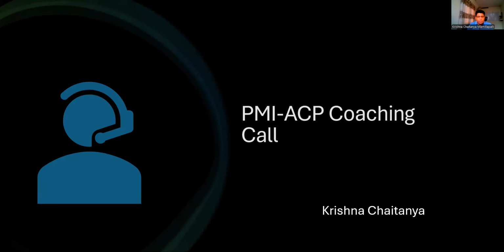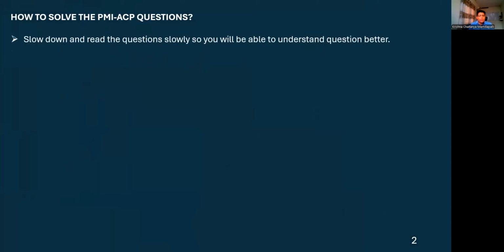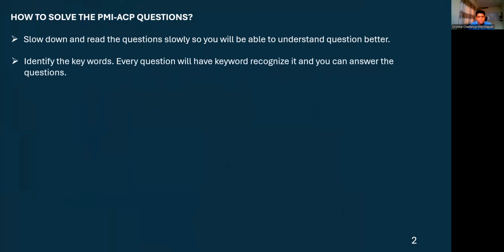Even before we get into the questions, first, let's understand what should be our approach to solve the questions in the examination. Firstly, slow down and read the questions slowly so you'll be able to understand them better. Every question will prompt some keywords which in turn will help you understand what could be the probable answer. In the examination, you'll have an option to underline and highlight these keywords so that you can identify what could be the appropriate answer. So recognize these keywords and underline them.